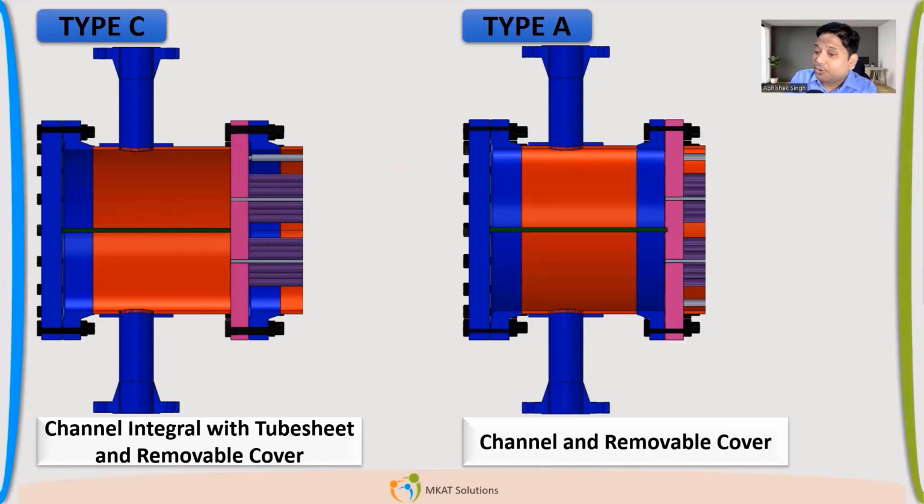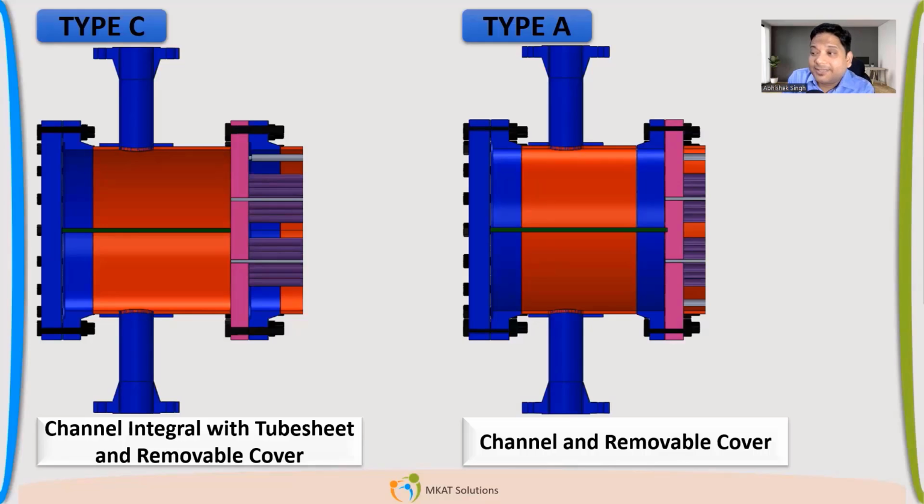See, in type A, your tube sheet is integral with the shell. In type C, your tube sheet is integral with the channel. Type A can be cleaned easily. We can even unbolt the complete channel, right?